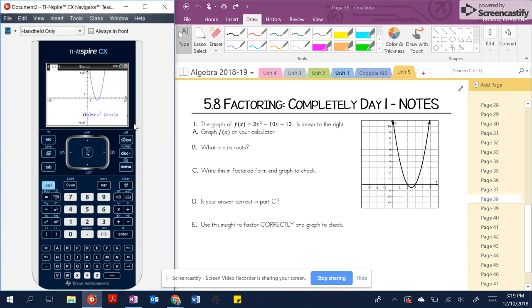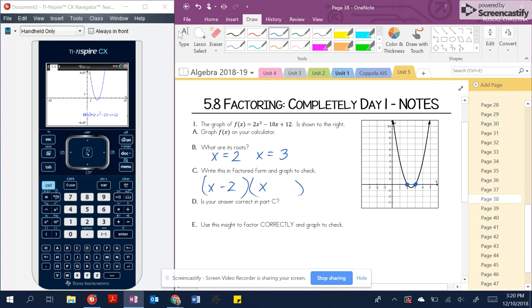Here we have number 1 graphed, both on our calculator, which I'll encourage you to do, and on the graph to the right. But in part B, it says, what are the roots? And in this case, we can see the roots are at x equals 2 and x equals 3. We can see this both on our graph here and on the calculator. All right, so if I were to work backwards, oh, this is so easy. This is like going back to the beginning. So x minus 2 and x minus 3.